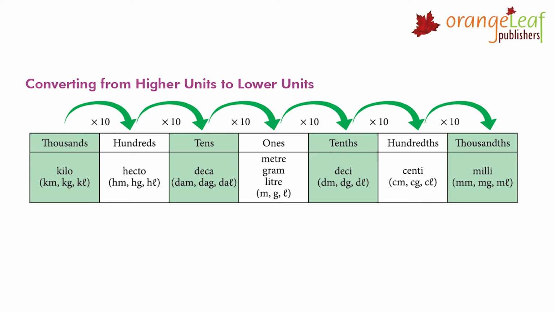In the thousands category, we have the kilogram, kilometer and kiloliter. The hundreds has a hectometer, hectogram and hectoliters. Tens are for the decameter, decagram and decaliter. Ones is for the basic unit, which is meter, grams and liter. The tenths stand for decimeter, decigram and deciliter. The hundredths are for the centimeters, centigram and centiliters. And the thousandths stand for milligrams, millimeters and milliliters.